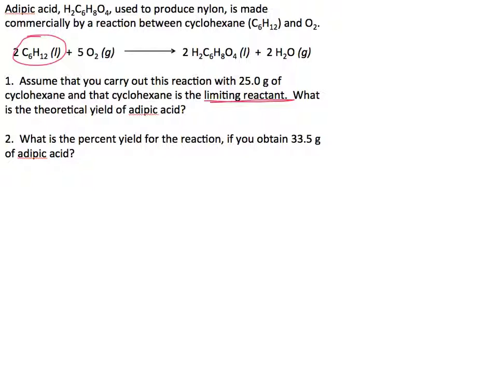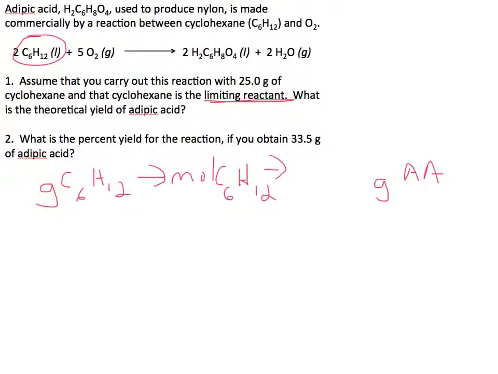Okay, well, if we're given grams of C6H12, right, we're given 25 grams, and we want to figure out what's the theoretical yield of adipic acid, then we need grams of, we'll call it AA. Well, same as the last few problems we've done, we need to first convert to moles of C6H12, and then we can convert that to moles of AA, to grams of AA.